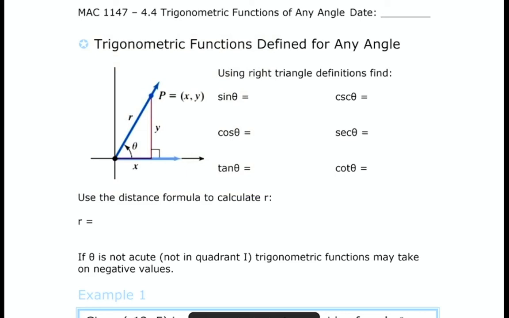We're seeing a familiar diagram here, and my organization system is falling apart over here. Here we go.